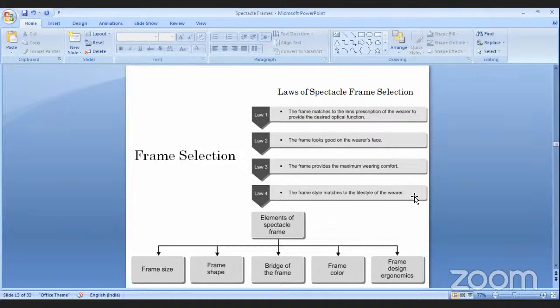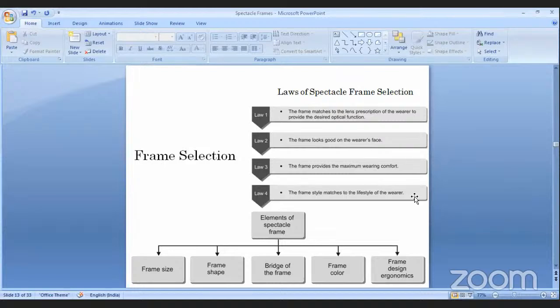Now, if the spectacle frames have been selected following these laws of spectacle frame selection, the frame selected will be comfortable, they will look good, and they will be used for a longer time to achieve the desired objective of the dispensing. So these are the laws of selecting the frame. If we follow them, we can have a good dispensing.